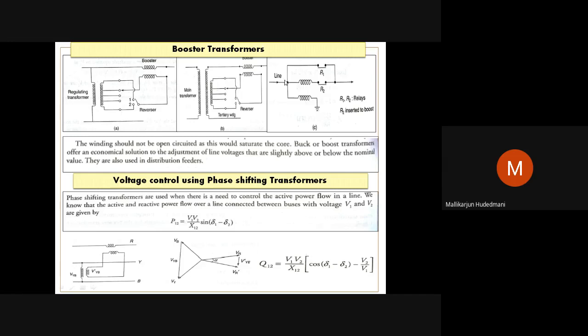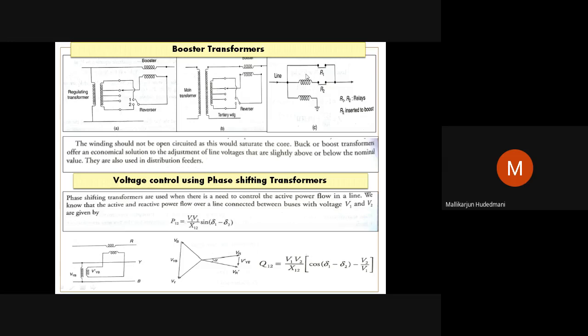Between line and ground, there is a transformer's primary connected. It means this is charged to a certain voltage. This primary winding, this is the secondary of that. So secondary is in series like this. Primary winding, secondary winding of a booster. Secondary winding of the booster is in series with the line. It is true here. This line is going continuous. Let's imagine simply continuous.